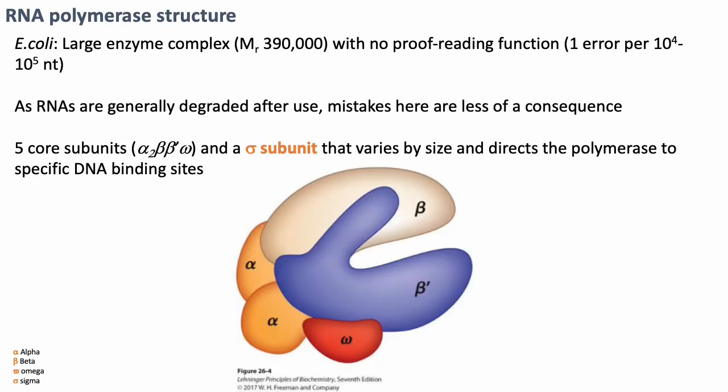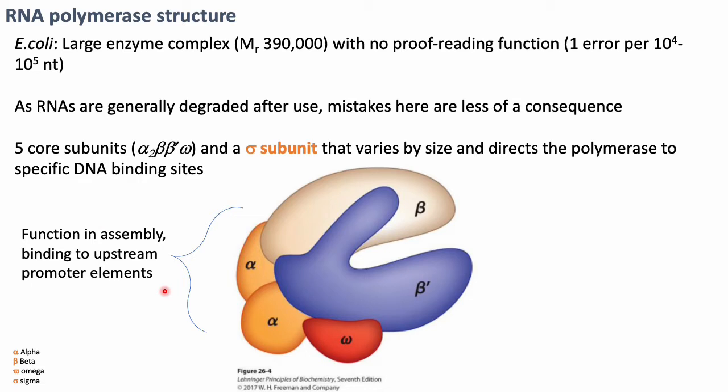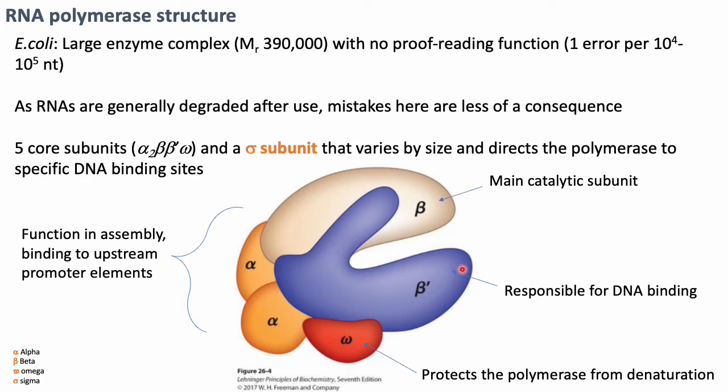When we look at the structure again, it's made up of these 5 core subunits. We have 2 alpha subunits, which are down here. They function in the assembly and binding to upstream promoter elements, so we'll discuss these a little more again. We also have the beta subunit, the beta prime subunit, and the omega subunit. The beta subunit is the main catalytic subunit, and the beta prime is responsible for binding to the DNA. So this is the part of the complex that actually binds to the DNA. And the omega subunit down here helps to protect the polymerase from degradation or denaturation. As you remember, RNAs are very susceptible to degradation.